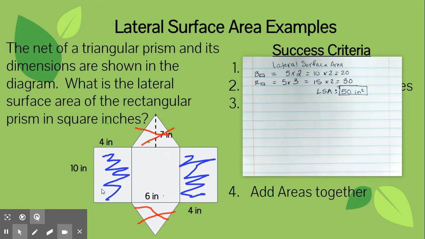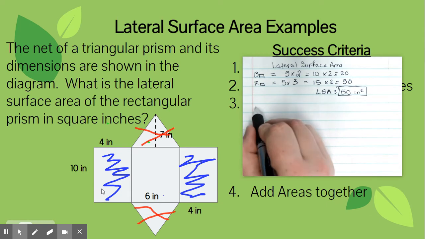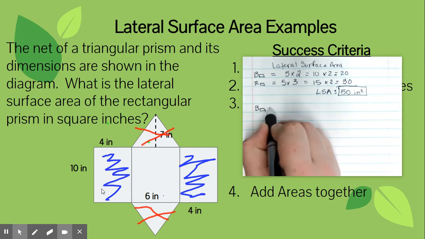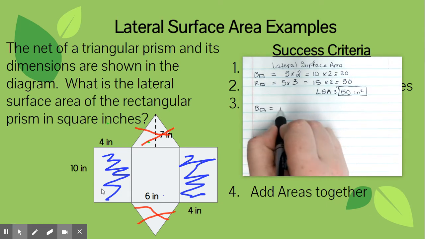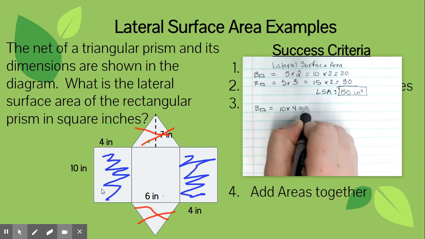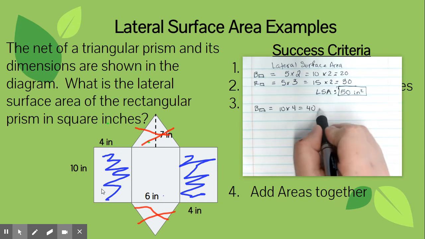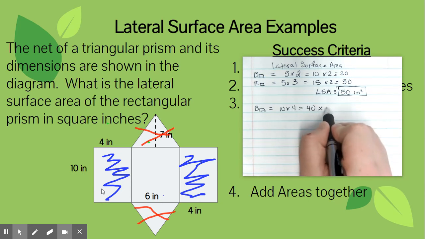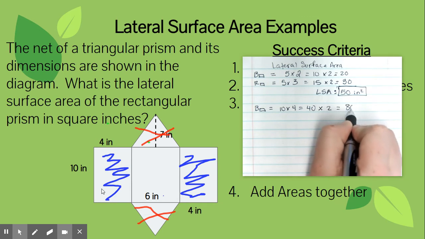Okay, so I'm going to find the blue rectangle first, which is 10 by 4, which is 40. And then because there's 2 blue ones, I'm going to do times 2. 40 times 2 is 80.